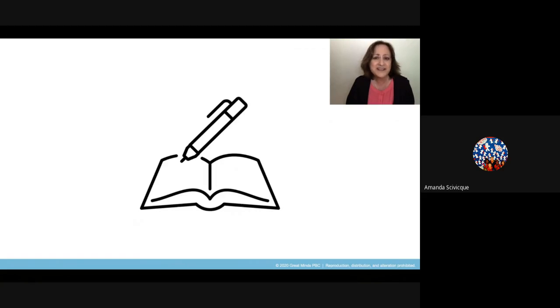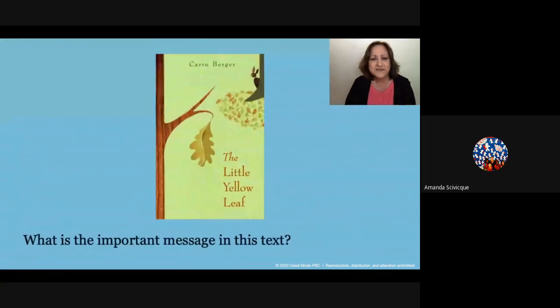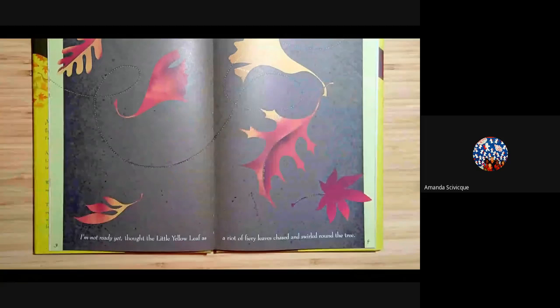Today, we'll be reading and thinking to determine the central message in the story, The Little Yellow Leaf. Today, we'll revisit The Little Yellow Leaf to discover the important message inside this story. We may even find more than one important message. The evidence that we gather together as we read will help us determine the central message in the story. Let's look closely at some of the standout choices the author made, or some of the words that the author chose to reveal the important message in the story.